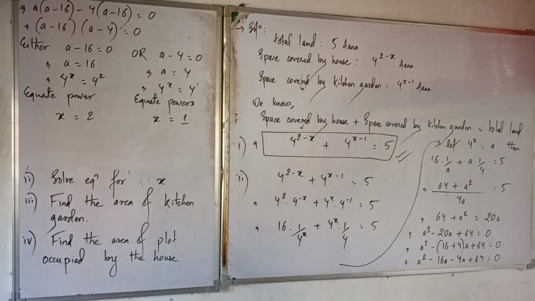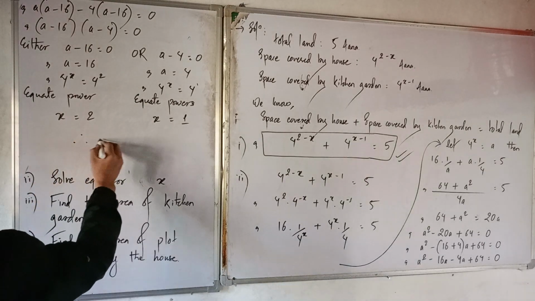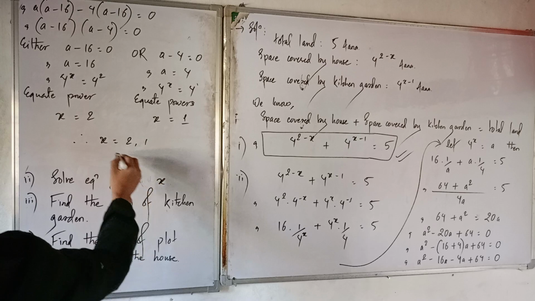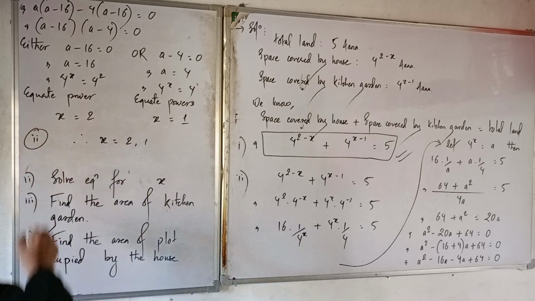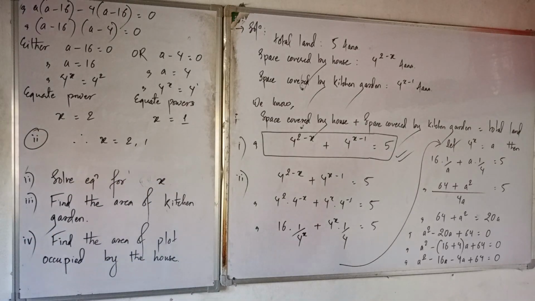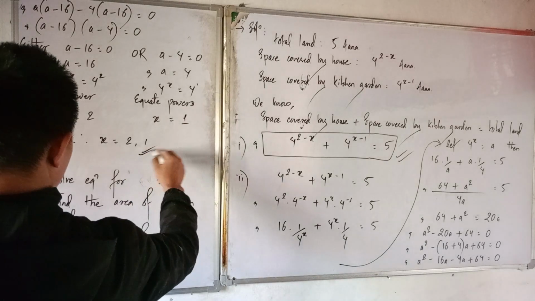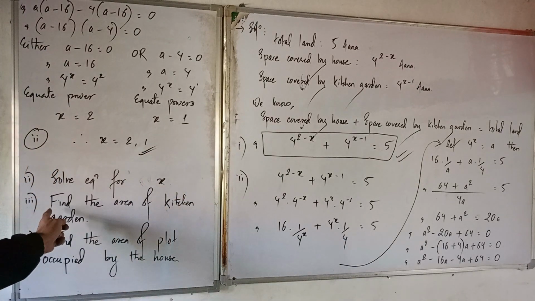So this is the value for part (ii). Therefore x equals 2 and 1. This is the value for part (ii). So this is the part (ii) answer, and let's move on to the next.